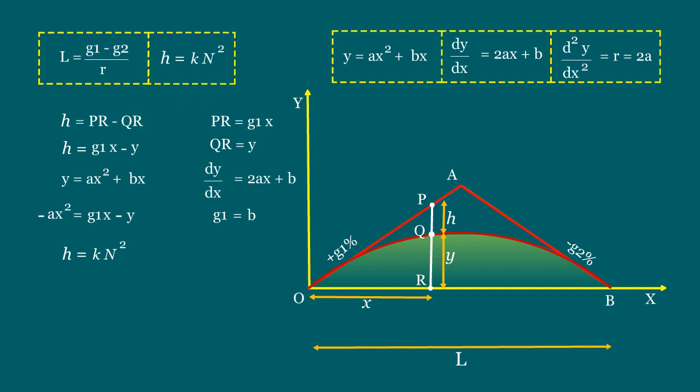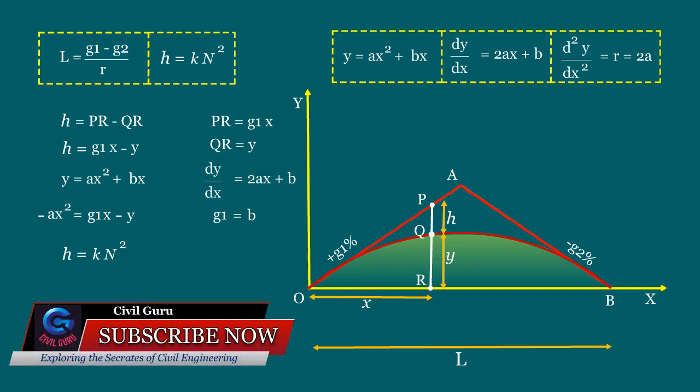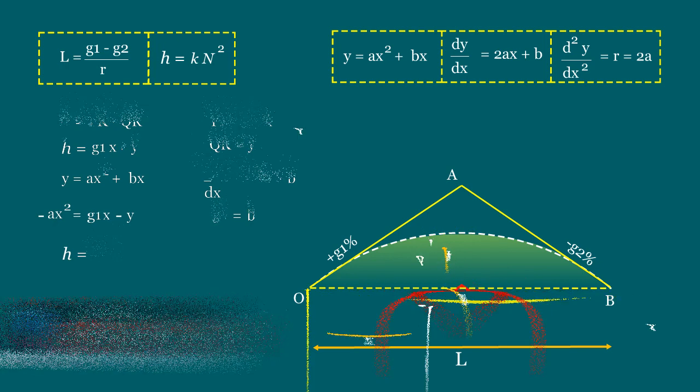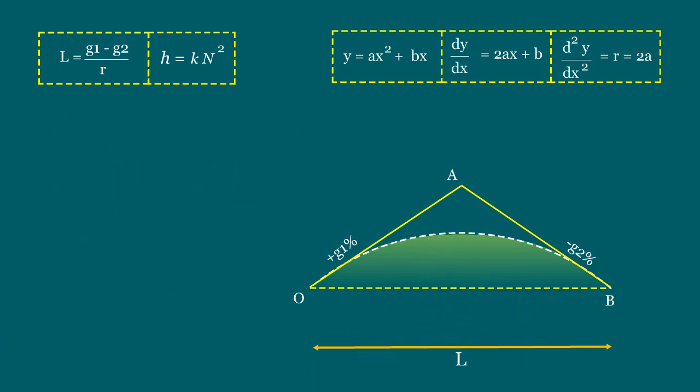The difference in elevation between a vertical curve and a tangent to it varies as the square of its horizontal distance from the point of tangency. This difference in elevation is known as the tangent correction. Now, we will derive a formula to find the value of k.